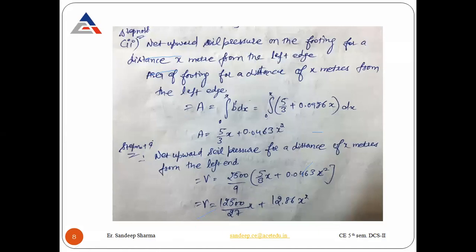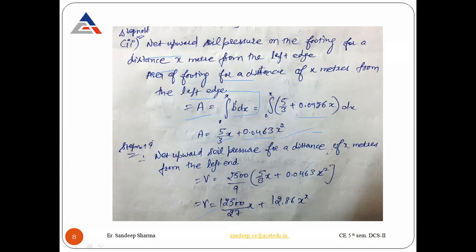Then the net upward soil pressure on the footing for a distance x meter from the left edge. So what will be the net upward pressure intensity up to the x distance which we are considering from the left edge? And the area of the footing for a distance of x meter from the left edge, what will the area be? So after integrating b', the width of the footing, you will get the area, that will be 5 by 3 x plus 0.0463 x square.